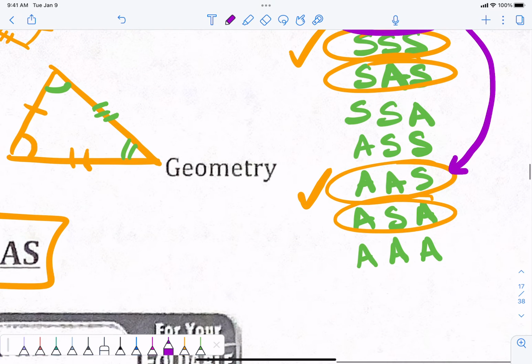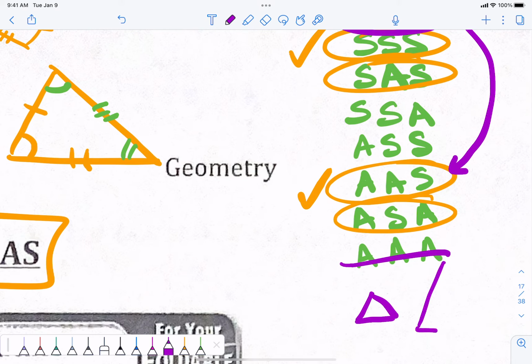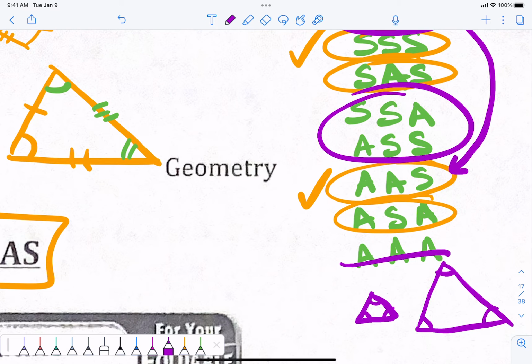All right? We know that AAA does not work. Do you remember why AAA does not work? I just said. They can be different. They can be like equilateral triangles, so the same angles, like this angle matches this one, this angle matches this one, this angle matches this one, right? But different sizes. So that does not work. And then these 2 are the same thing, right? ASS, we said, does not work.